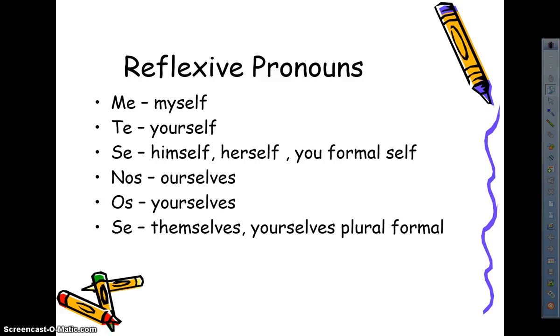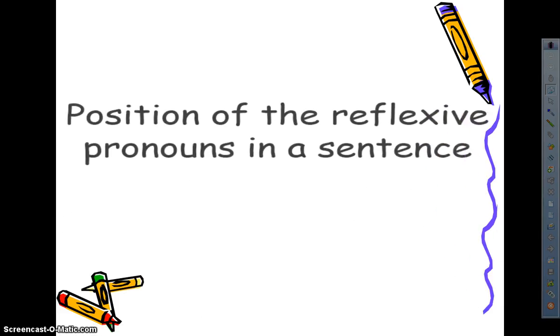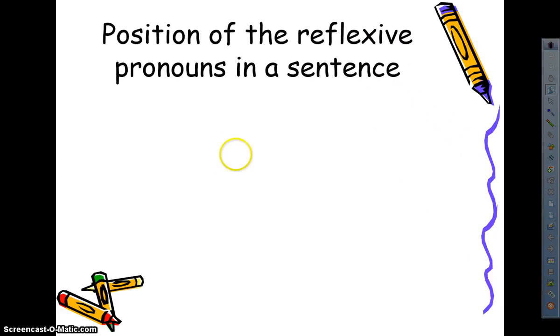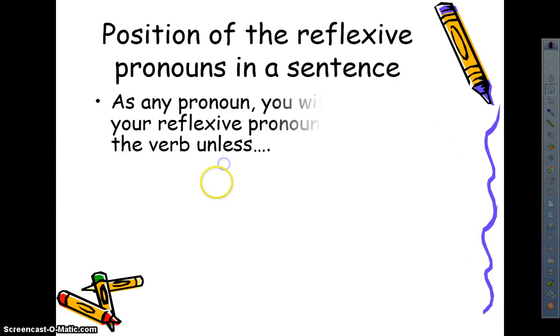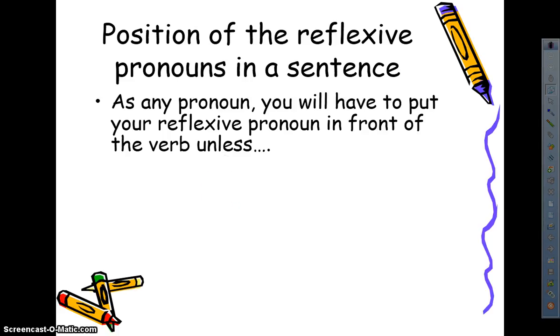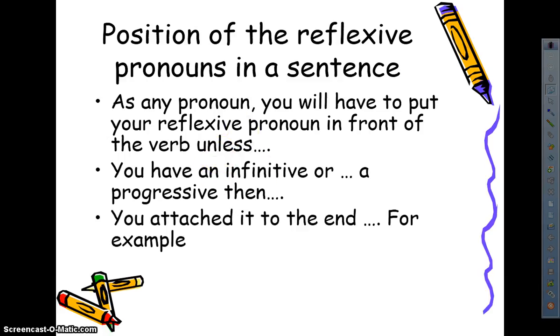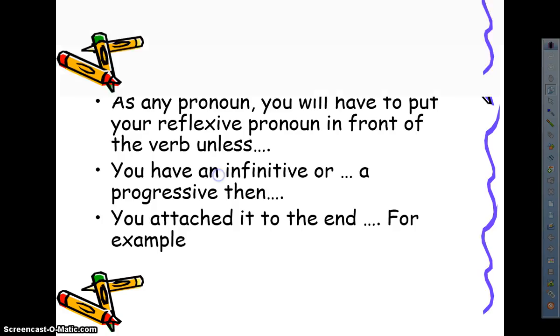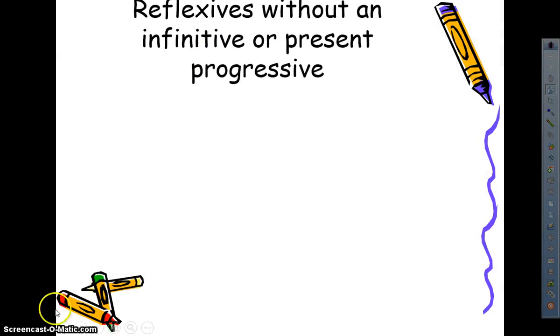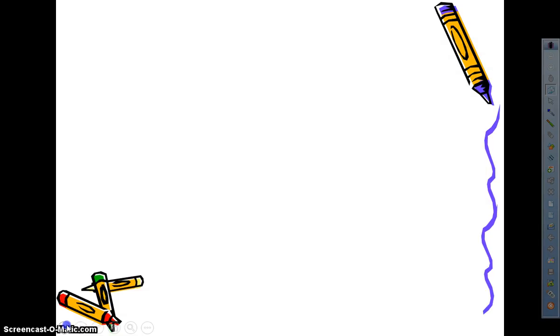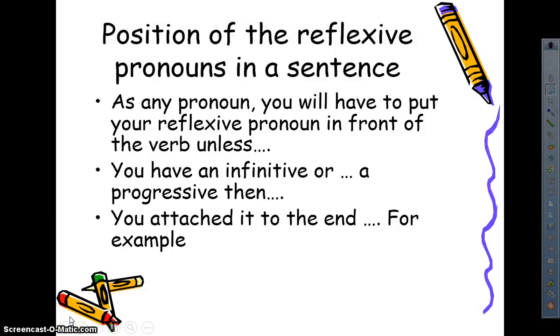Okay, can I go to the next slide? Okay, the position of the reflexive pronouns in a sentence. As with any pronoun, you will have to put your reflexive pronoun in front of the verb unless you have an infinitive or a progressive, and then you attach it to the end. Just write that down.